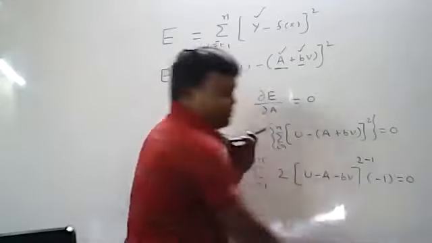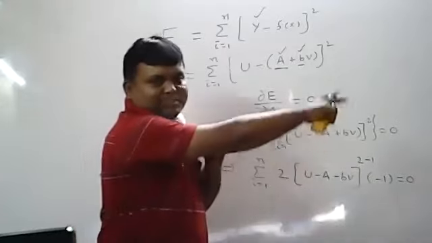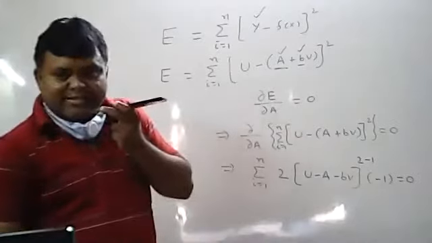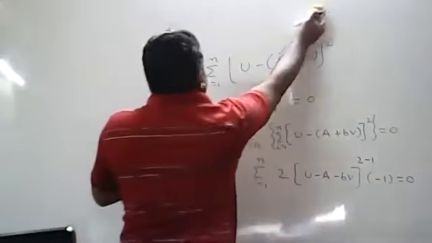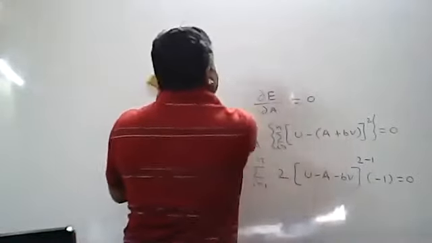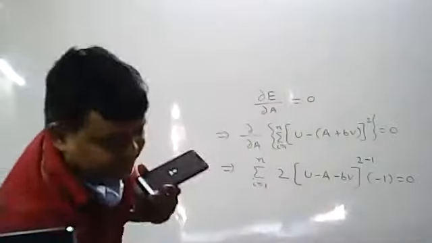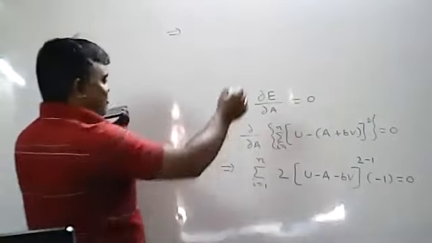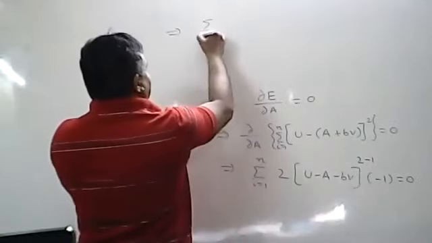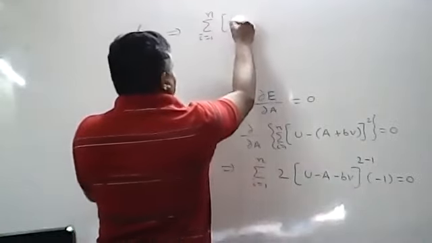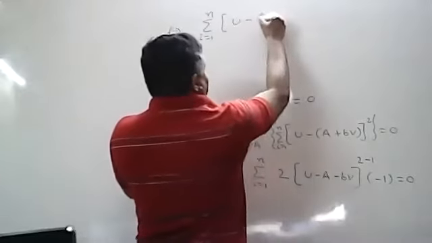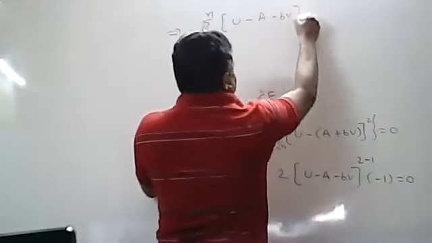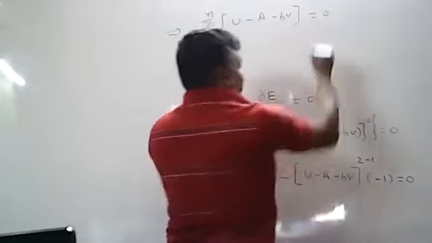This 2 into minus 1 is minus 2. Send that minus to that side. 0 by anything is 0. That means what is the remaining function? That implies, what you will get? Summation i equal to 1 to n, u minus capital A minus bv is equivalent to 0.